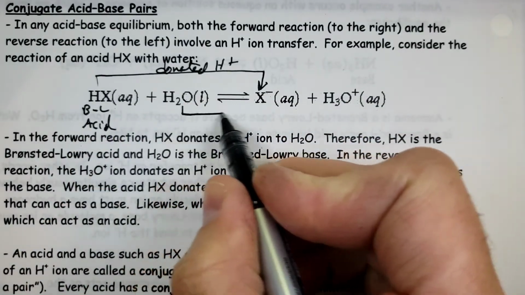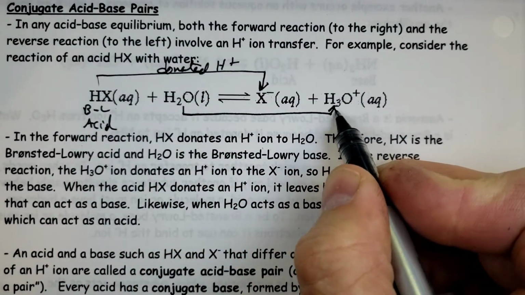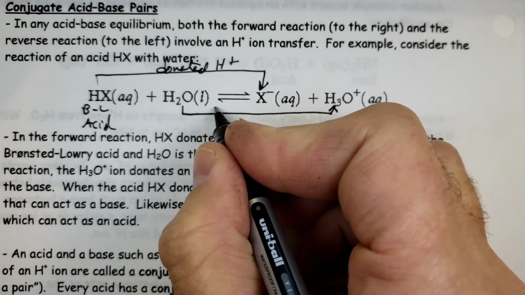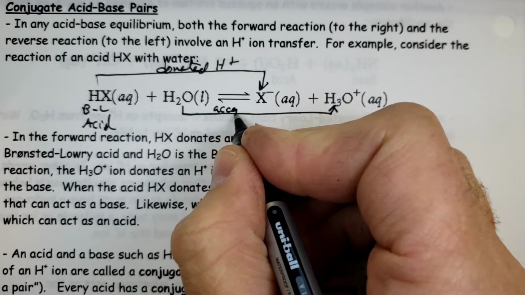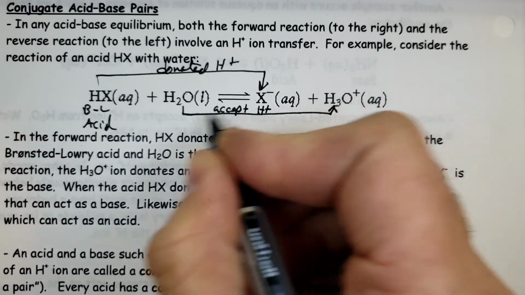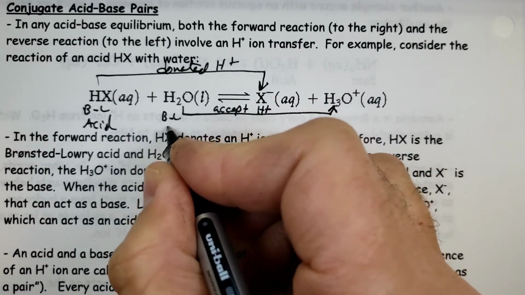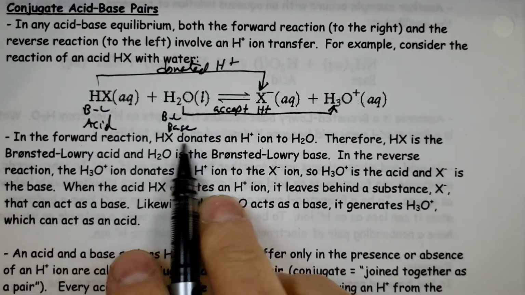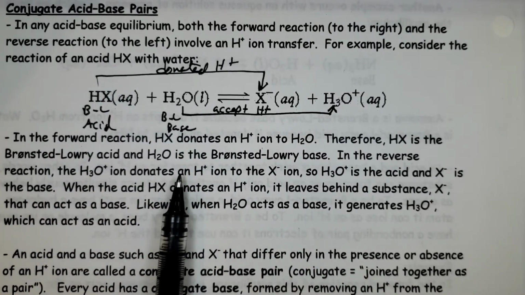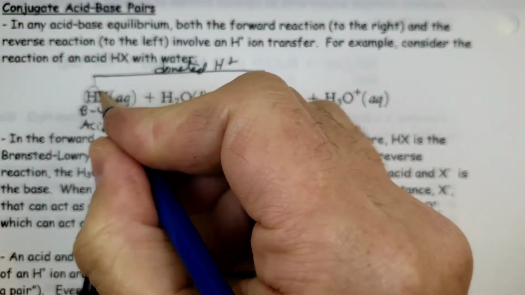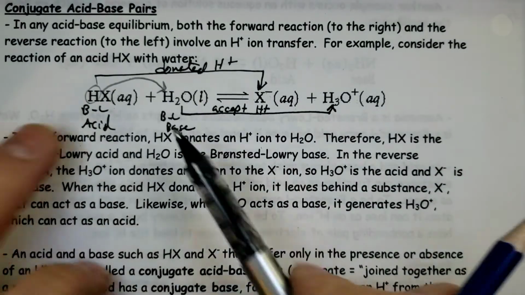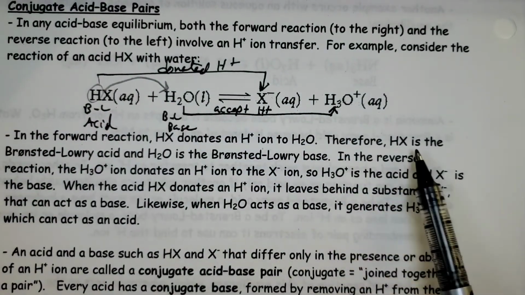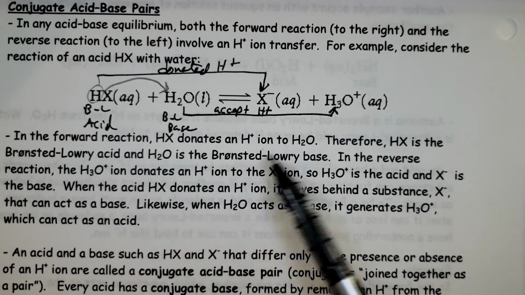And then H2O is closely related to H3O. It differs by a single hydrogen. We can see that it accepted the H plus, and when you accept something, you're the Bronsted-Lowry base. So in the forward reaction, HX donates the H to the H2O, so this H is going to go to here. HX becomes X, H2O becomes H3O. Therefore, HX is the Bronsted-Lowry acid, and H2O is the Bronsted-Lowry base.